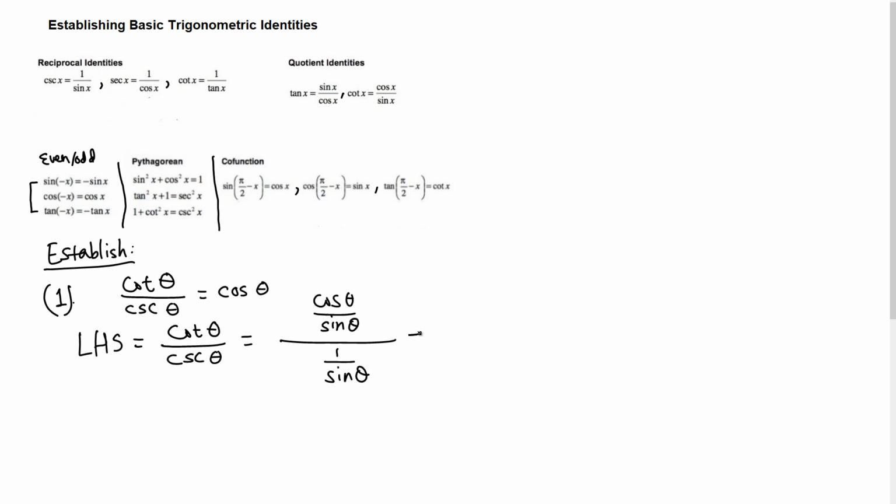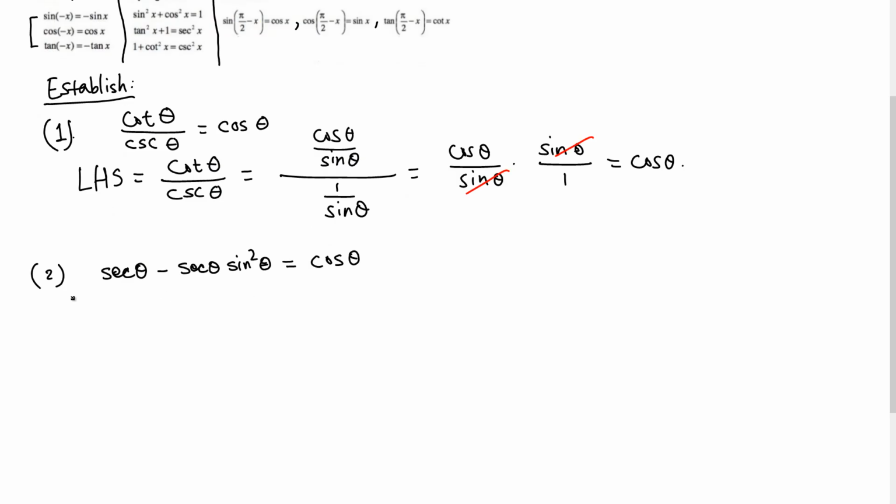Now we got a complex fraction, and we can simplify this. Keep, change, flip. The top is cosine theta over sine theta times sine theta over 1. Now we can cancel the common factors. That leaves cosine theta over 1, which is just cosine theta. And that is what we are supposed to get. That's the right hand side. Let's do another example, number 2.